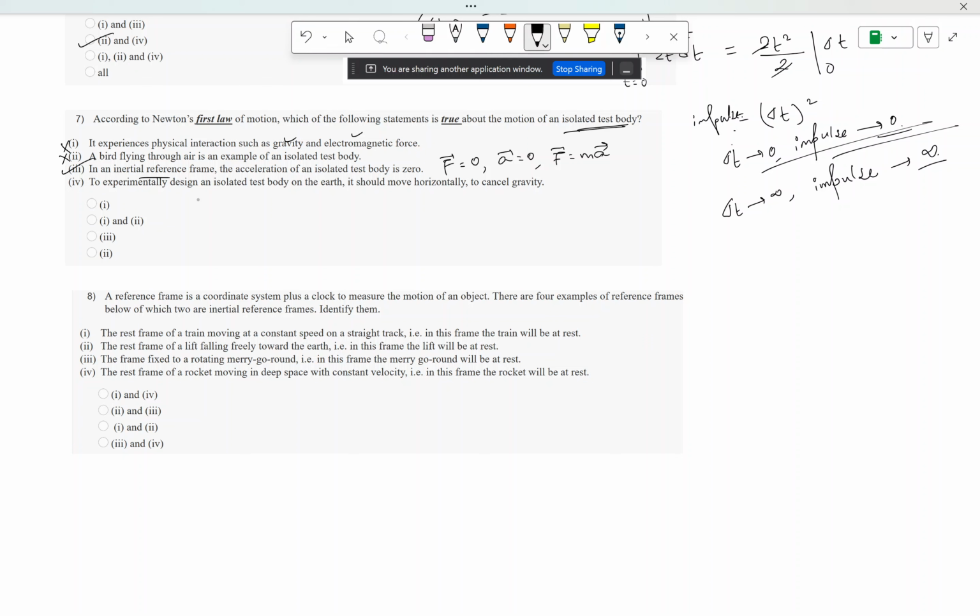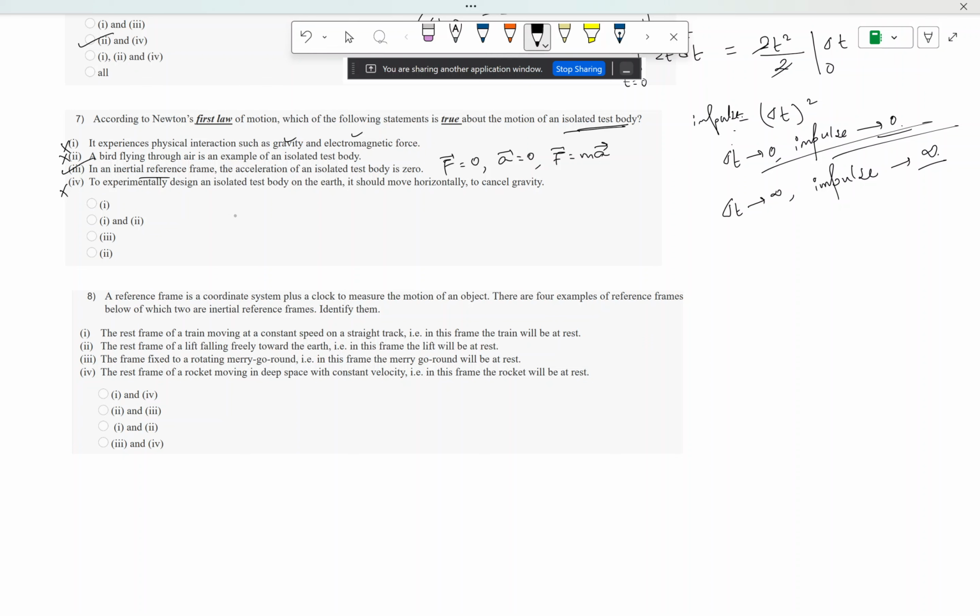And the fourth option was that to experimentally design an isolated test body on the earth, it should move horizontally to cancel gravity. First of all, this is incorrect because to make the test body isolated, it should be free from any kind of interactive forces from all over the environment. Even if you may think that the isolated test body is feeling only the gravitational force from the earth, it is not correct, because even if you move the object horizontally, the vertical force component from the earth is not present, but it will only cancel gravity, not the horizontal movement.